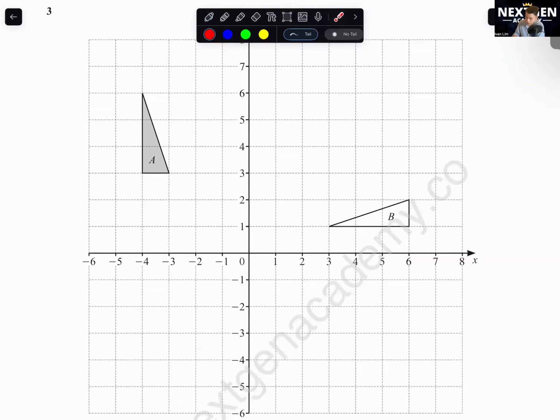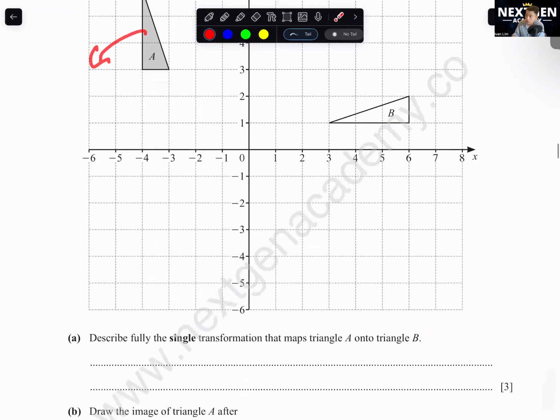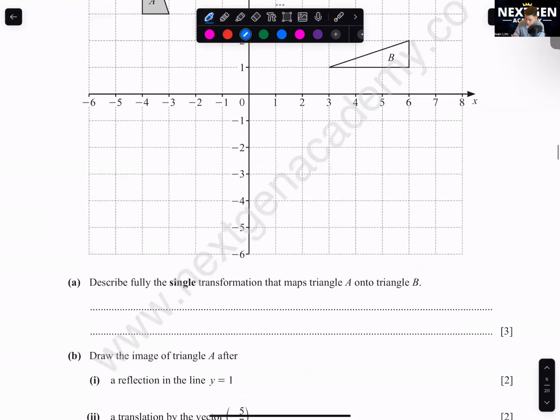We first need to see the orientation. From like this, okay, to like that, right? This direction. So, anti-clockwise, 90 degrees. Okay, we need to always write down the transformation first. So, rotation, 90 degrees, anti-clockwise.